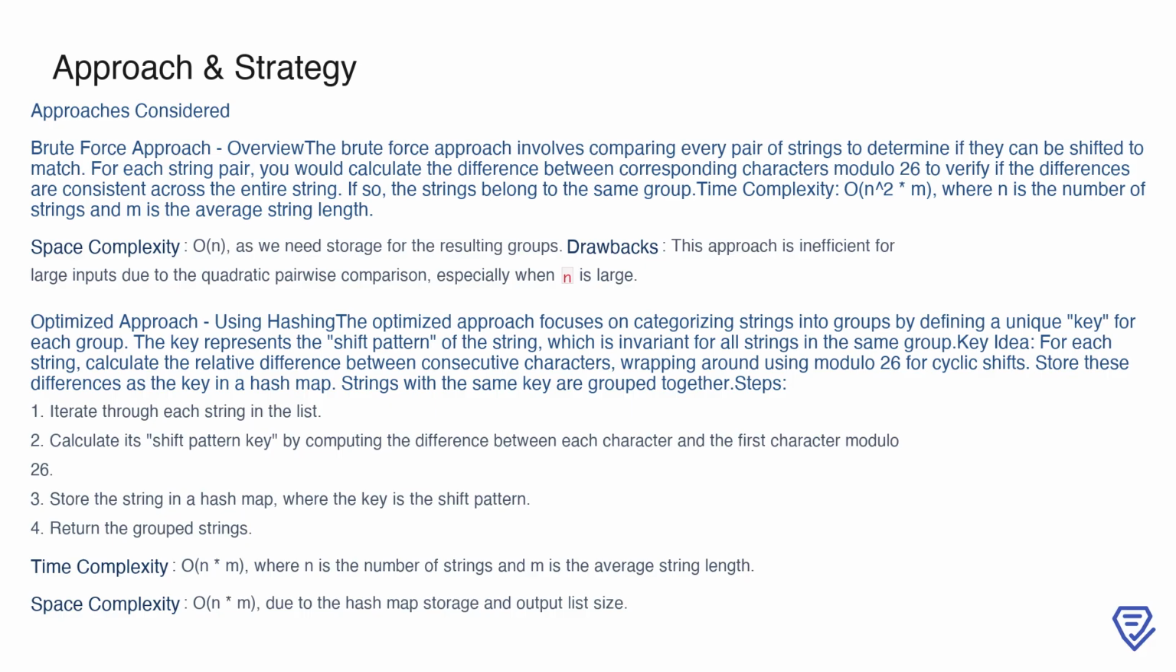To solve this problem, we first considered the brute force approach. This involves comparing every pair of strings to check if one can be shifted to match the other. To do this, we calculate the difference between corresponding characters in the strings, wrapping around with modulo 26 to account for cyclic shifts. If these differences are consistent across the entire string, the strings belong to the same group. However, this method has a significant drawback. The time complexity is O(n squared * m), where n is the number of strings and m is the average string length, making it impractical for large inputs.